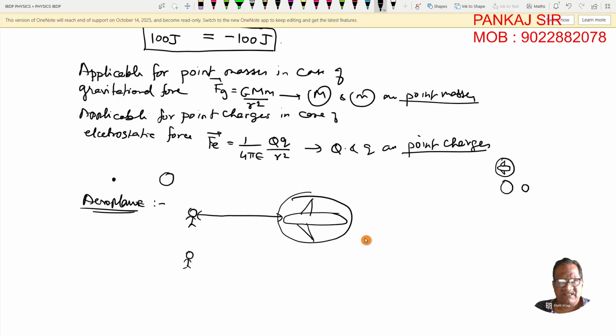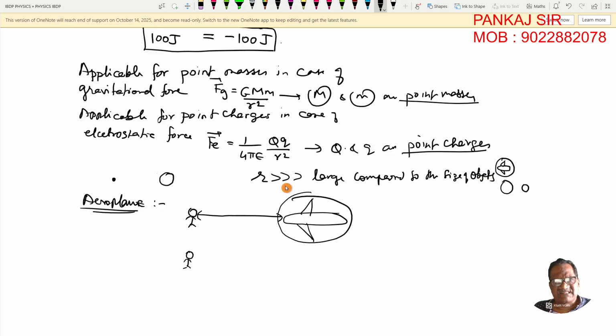What I mean to say is the distance, that is the r, is very, very large compared to the size of the objects. When this is happening, we say that the object is a point mass or a point charge. So this is a very straightforward and simple understanding of a point mass.